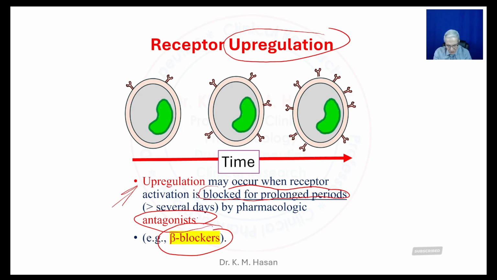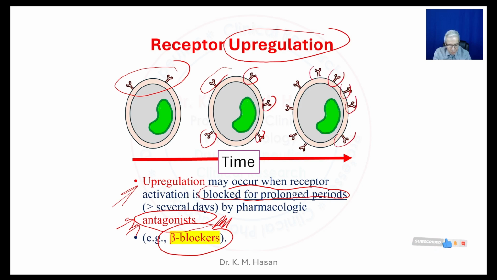So you can see when you start using antagonists, blockers, the cells try to build more receptors. We have a limited number of receptors. With the chronic use of beta blockers or antagonists, the receptors on the cell surface will increase. As you can see, with time there is an increased number of receptors. We call this receptor upregulation. What does that mean for clinical application? Does that make sense for us? Is this important in clinical practice?